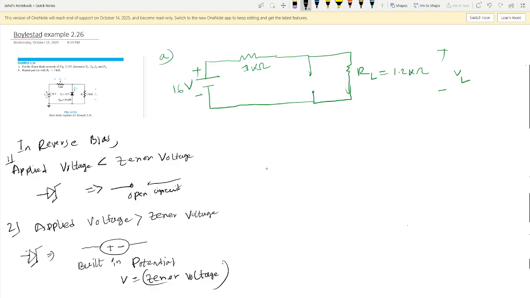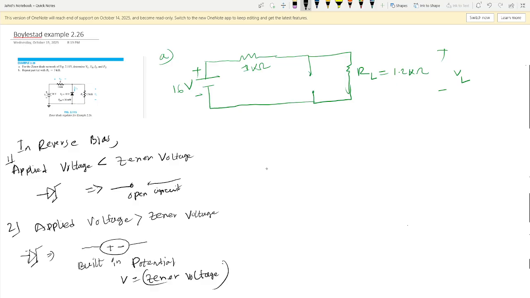Here you cannot apply a higher voltage. It should be the Zener voltage. Here you find 10 volt. If the applied voltage is 14 volt, you cannot answer 14 volt here. It should be 10 volt. Beyond 10 volt would be cut off here.